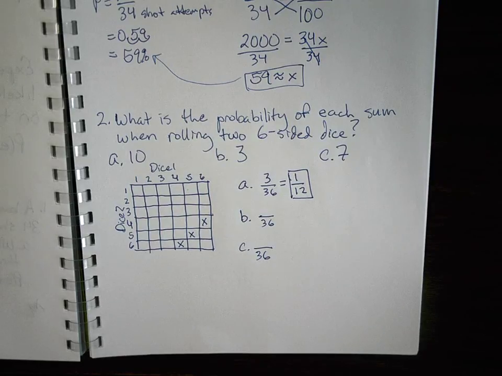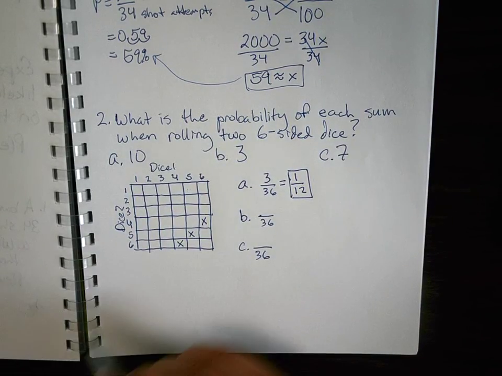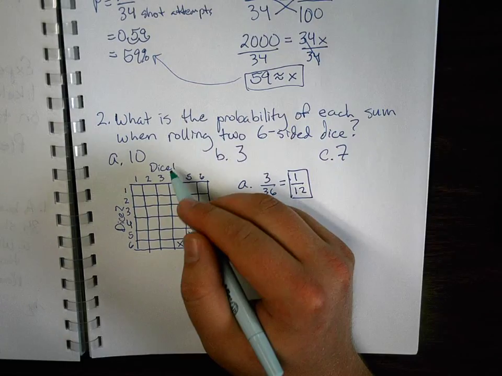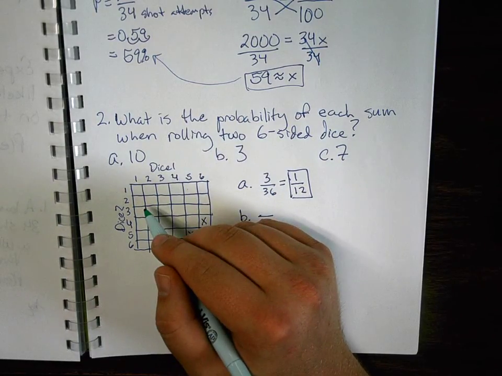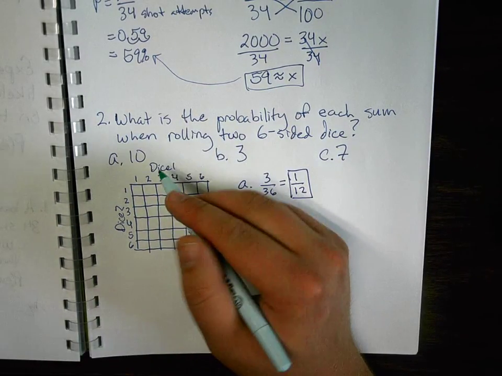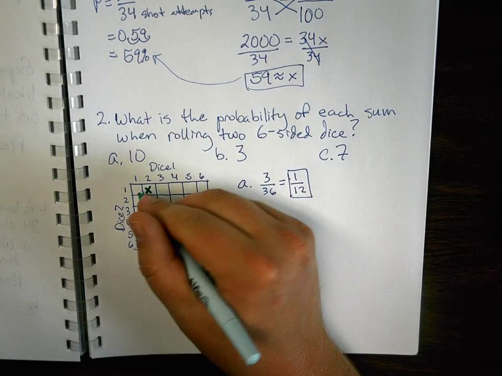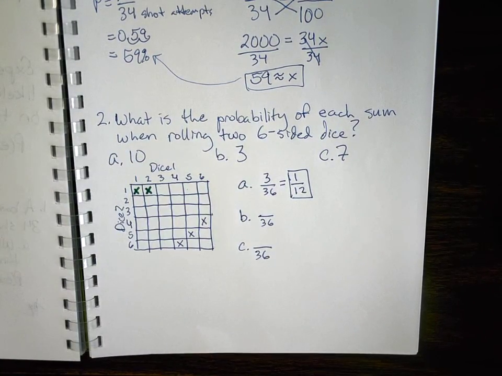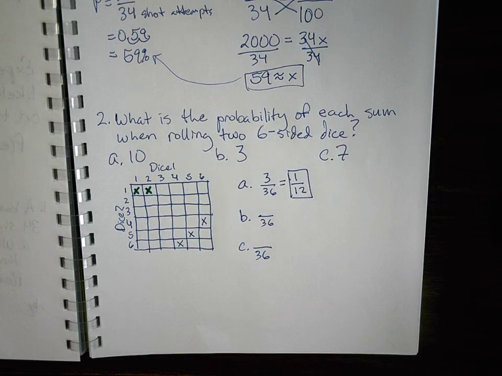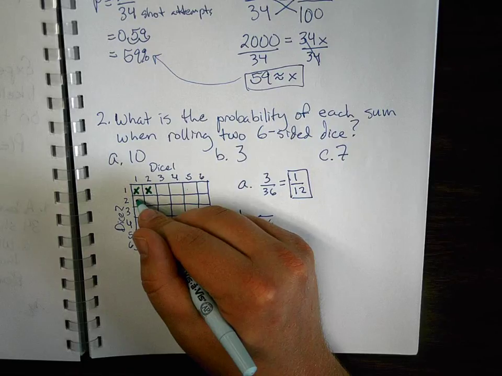Now what about 3? Well, if we roll a 3 on dice 1, then we'd roll dice 2, and we couldn't get a 0, so that doesn't work. But we can roll a 2 on dice 1 and a 1 on dice 2. And we can also roll a 1 on dice 1, which is already marked, and we can roll a 2 on dice 2.